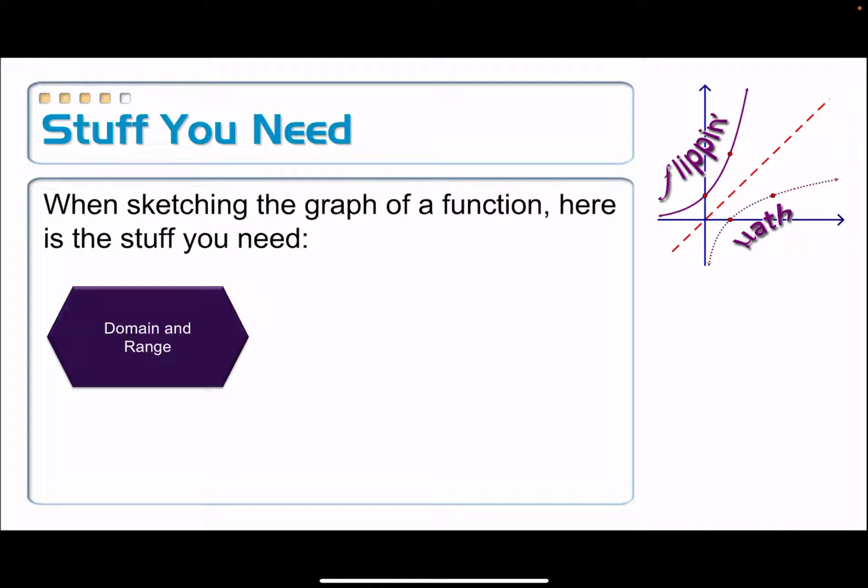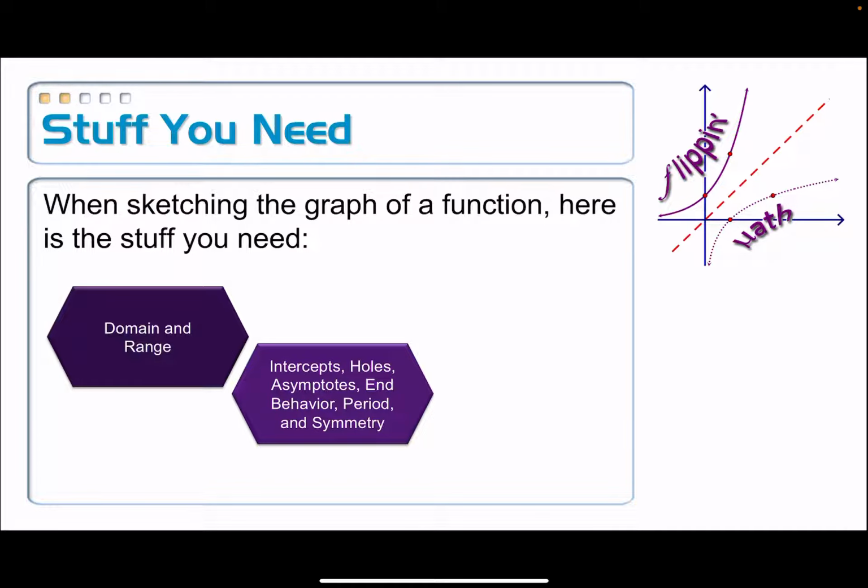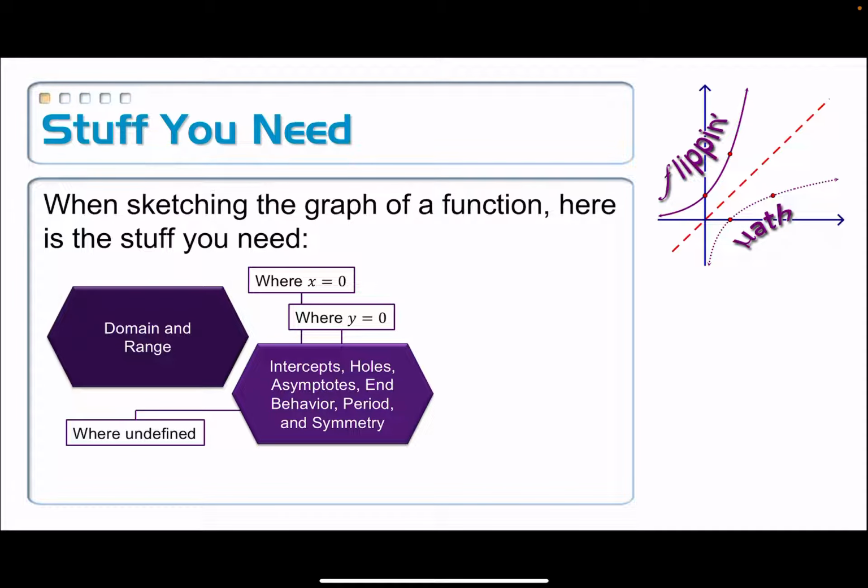Okay, some more considerations that we need to make is where the intercepts are. Intercepts happen where x is equal to 0, where y is equal to 0. Where are our holes and our asymptotes? Those could be vertical asymptotes or horizontal asymptotes. Holes happen where our function is undefined. That's going back to the domain. So do vertical asymptotes: they happen where our function is undefined.